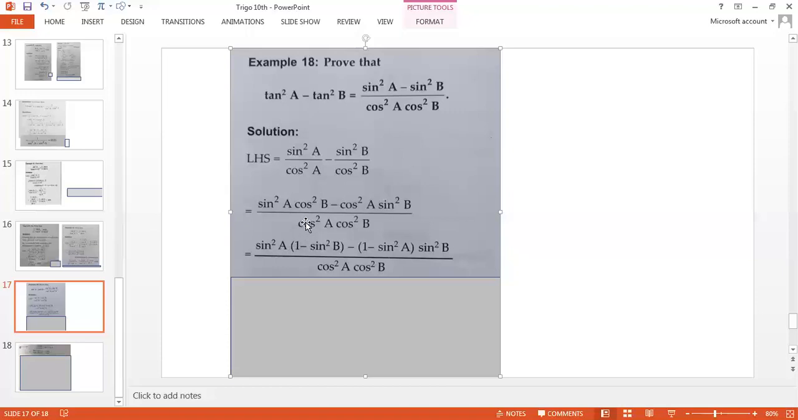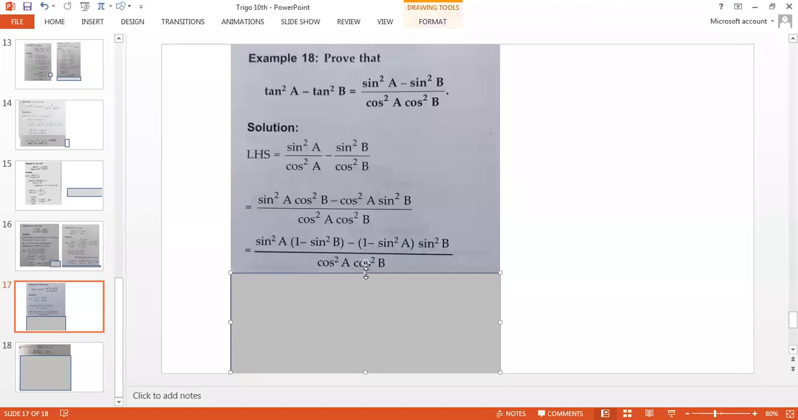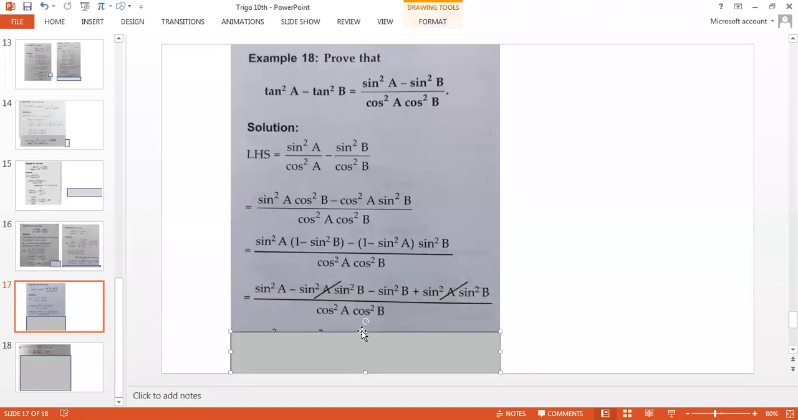Anyway, students, we've substituted cos square B as 1 minus sin square B, and cos square A as 1 minus sin square A. And now student, it's time to multiply. This will become sin square A minus sin square A sin square B, minus sin square B plus sin square A into sin square B. Look at this, I'll show you. And in the denominator, it will be cos square A into cos square B.